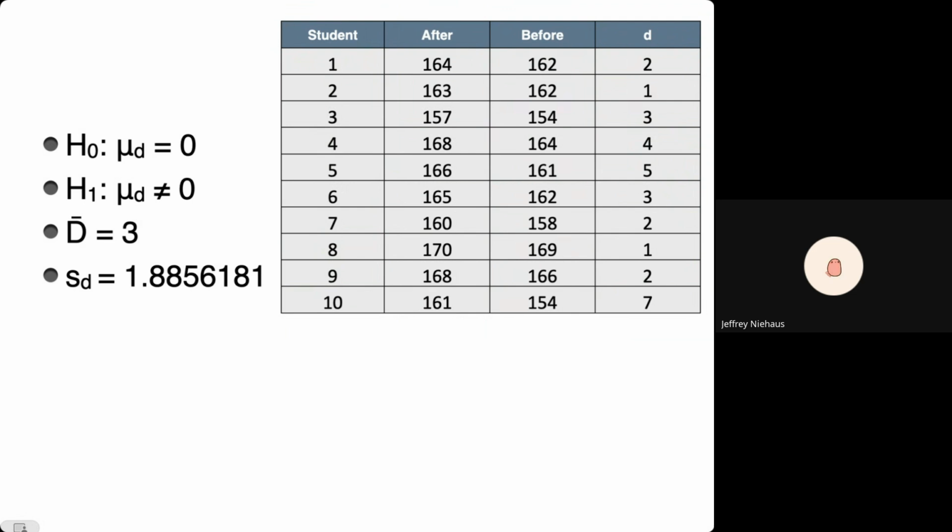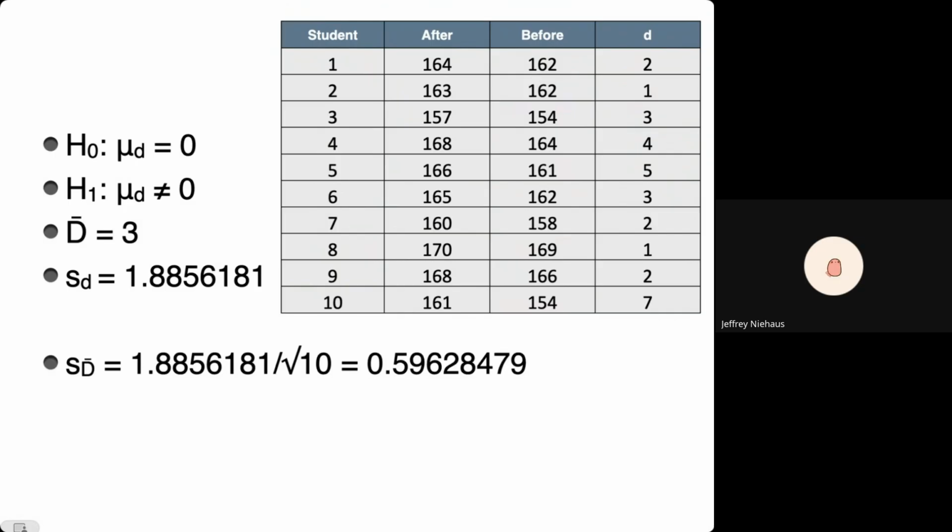If I just took those 10 difference scores and put them into a standard deviation equation, I would get 1.8856181. The standard error, taking our sample size into account, is 1.8856 divided by the square root of 10. 10 is the sample size. That gives us a standard error of 0.5962847.